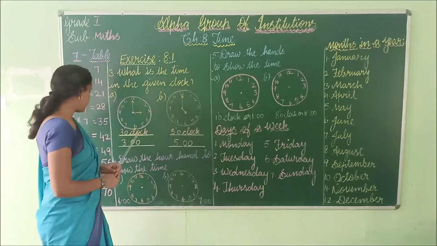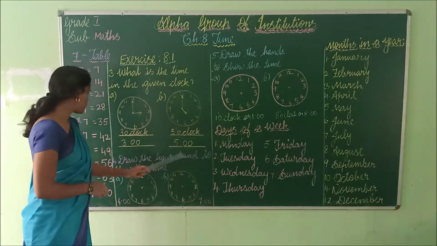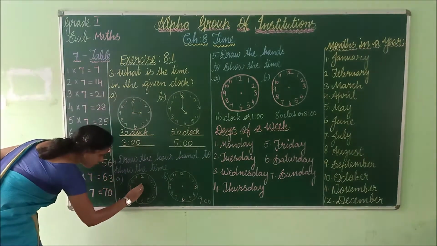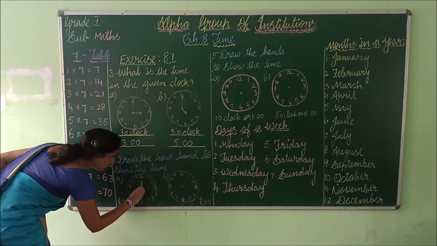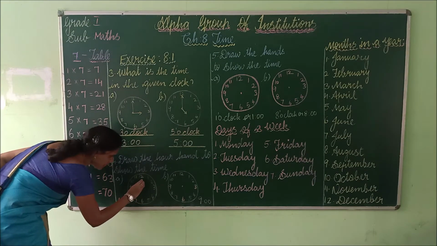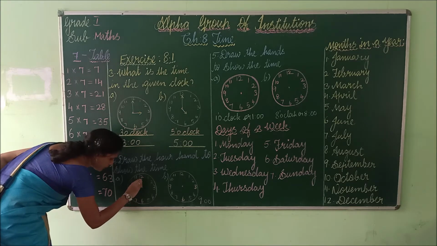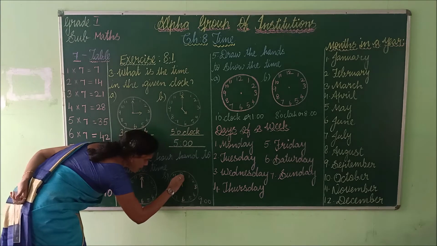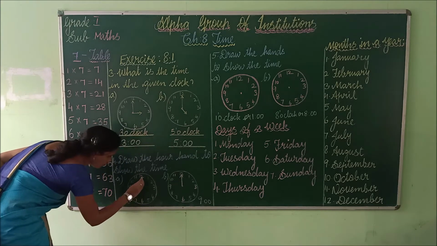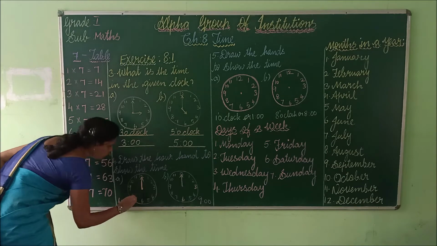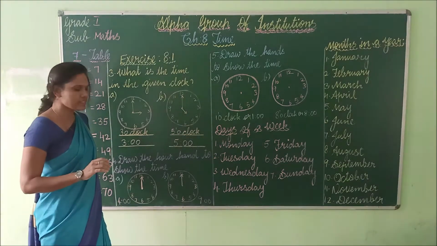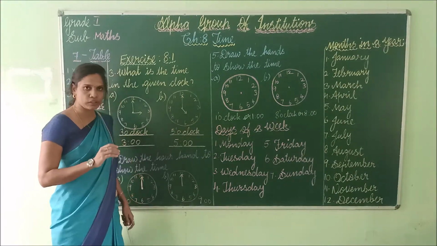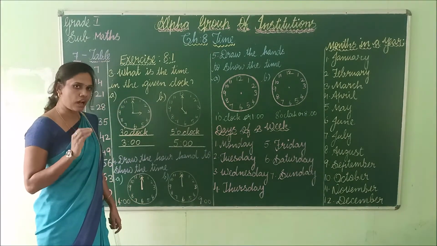Okay. Next one. Draw the hour hand to show the time. Okay. Already in the book they have given the minute hand. Okay. That is the long hand. Okay, they have given the minute hand. Okay, the minute hand is given, that is the long hand. Okay children, we have to draw the short hand, that is hour hand. Okay, here they have given the time. According to the time, we have to draw the hour hand.